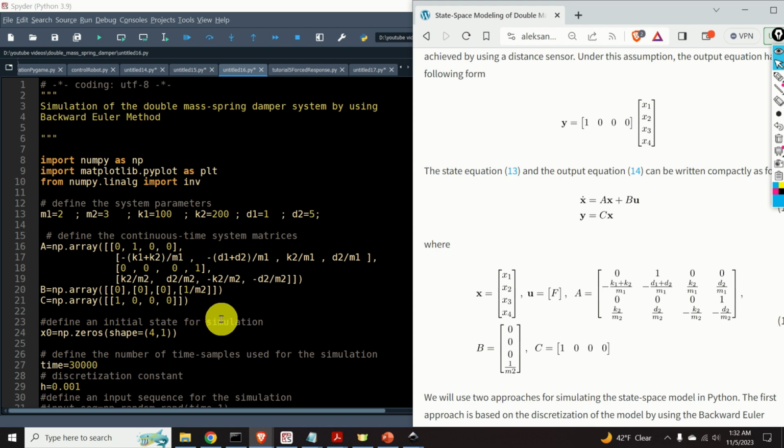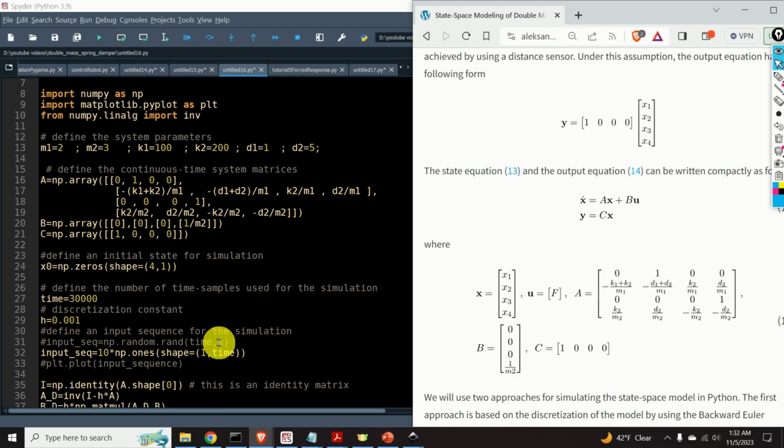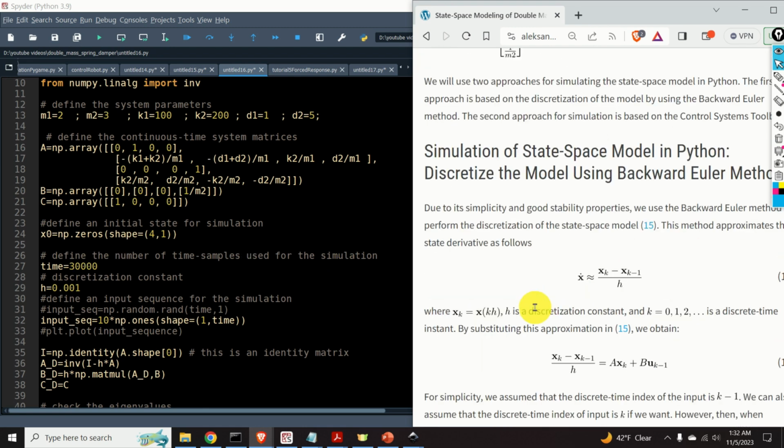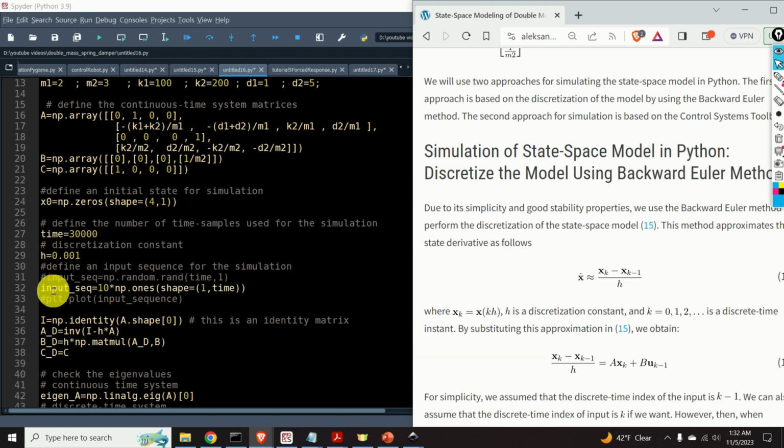Next, to simulate the dynamics, we need to define the initial state. And over here, assume that all the states are equal to 0. Next, I need to define the number of time samples used for the simulation. I assume 30,000 time samples, and then I need to define my discretization constant h. That is this constant over here. Here's how I define it. Over here, I need to define the input sequence.